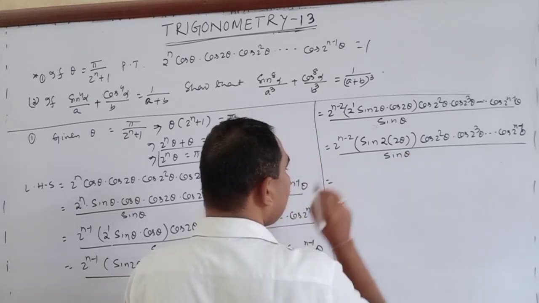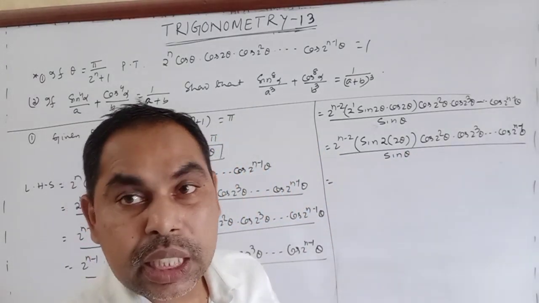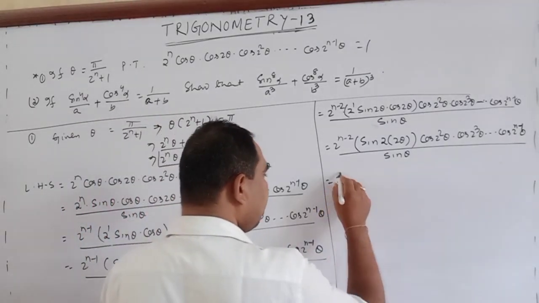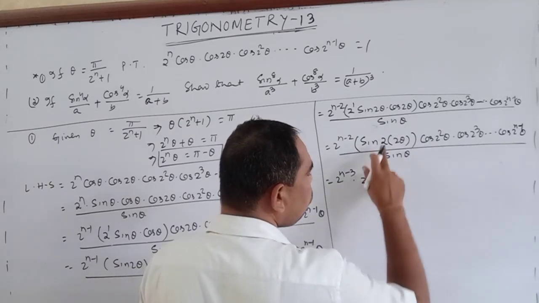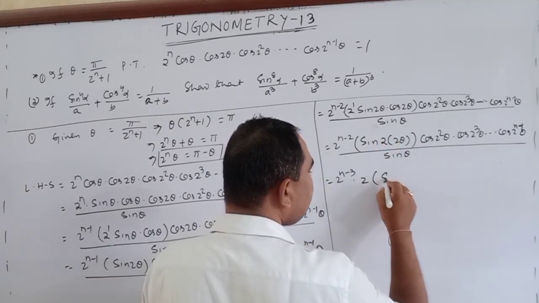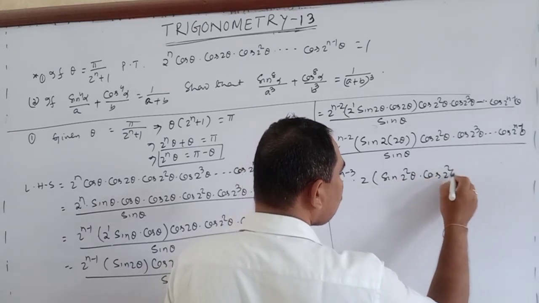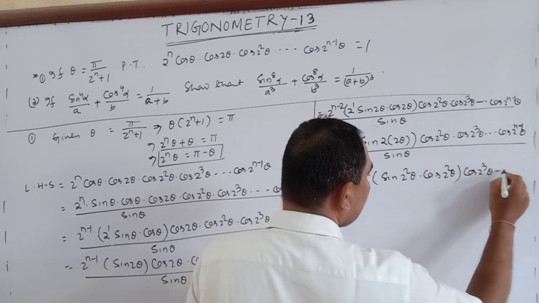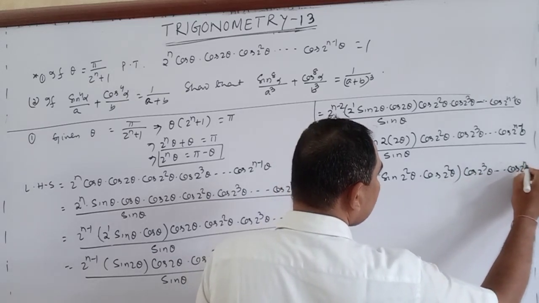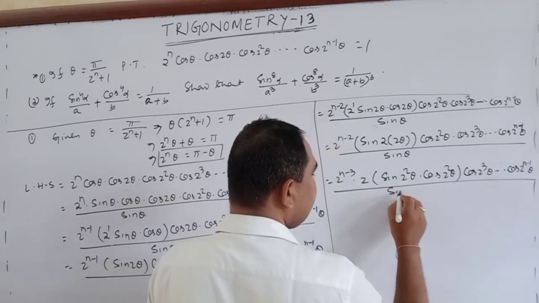Again, 2 to n minus 2 is equal to 2 to n minus 3 into 2. So 2 to power n minus 3 into 2 into sin 4 theta, which means sin 2 square theta into cos 2 square theta into cos 2 cube theta dot dot dot cos 2 to n minus 1 theta, divided by sin theta.